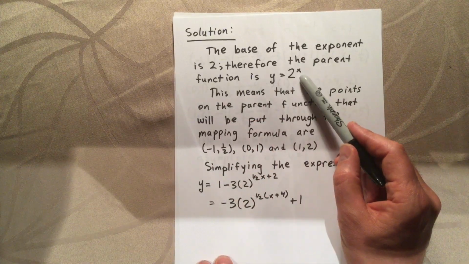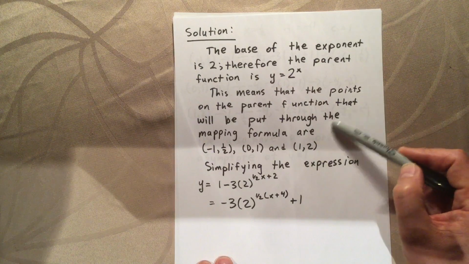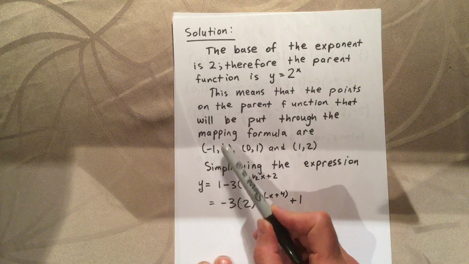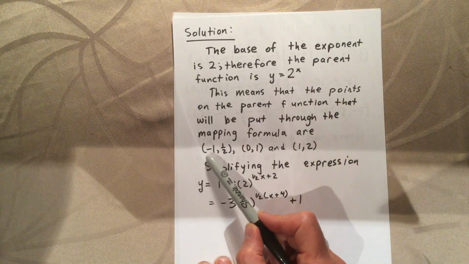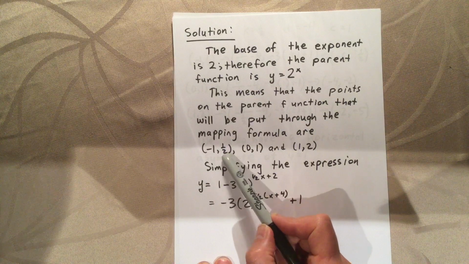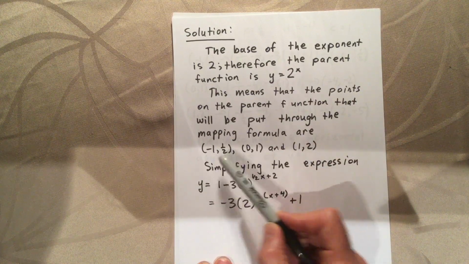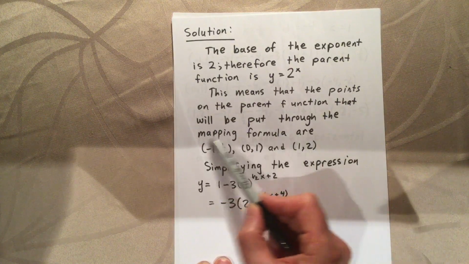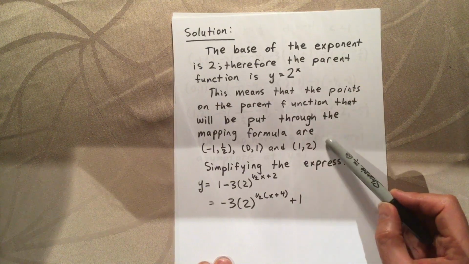Therefore, the parent function will be y equals 2 to the x. So that means the points on the parent function that we're going to put through the mapping formula will be -1, 1 over 2. Whatever the base is, it'll be -1, 1 over that base. So since the base is 2, it's -1, 1/2, 0, 1, and 1, 2. We're going to put these 3 points, which appear on this parent function, through the mapping formula.